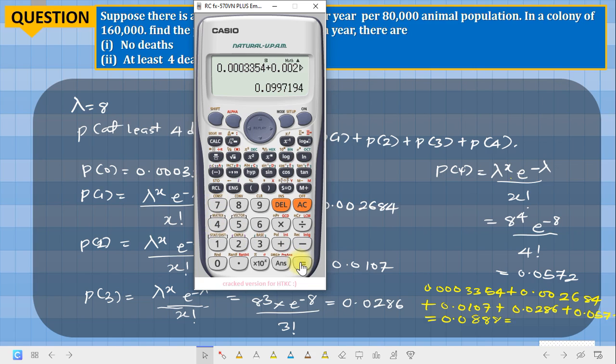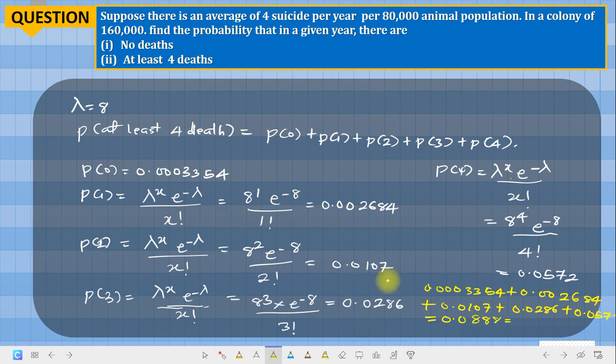Okay, it gave me again. So the correct answer to this question is 0.0997, which is 0.099. So we have it as 0.099, not this. So this gives us 0.0997, something like this. So that is the solution to this question.